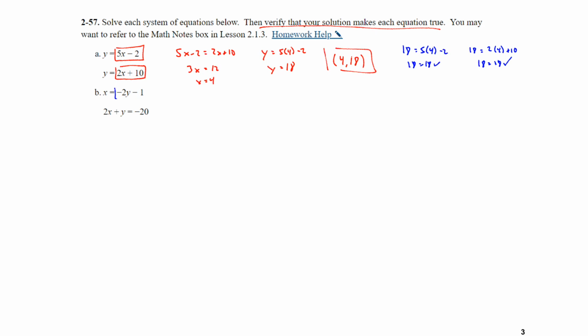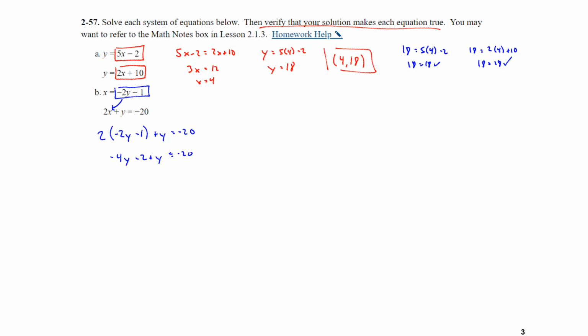On part B, I'm going to use substitution because x is equal to that quantity. I'm going to replace the x in the other equation with that quantity. So 2 times negative 2y minus 1 plus y is equal to negative 20. I can then distribute the 2.